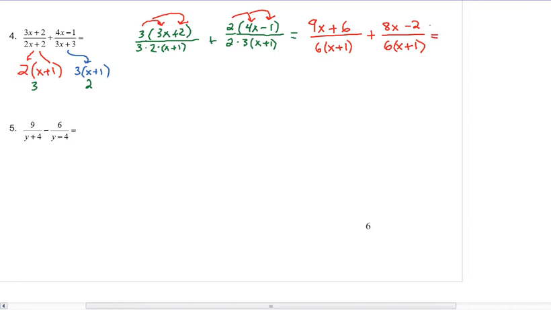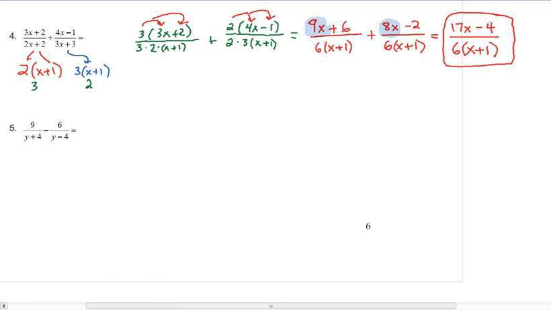On the top, we'll have 9x plus 6 plus 8x minus 2. What are your like terms here? 9x and 8x, we're going to add those together. That'll give me 17x. Now 6 minus 2 is 4. So 17x minus 4 over 6 times x plus 1. Circle them both. Nothing else we can cancel out, and that's it.